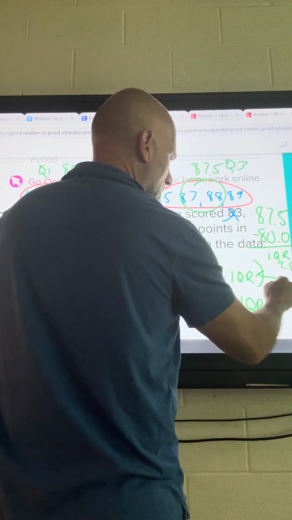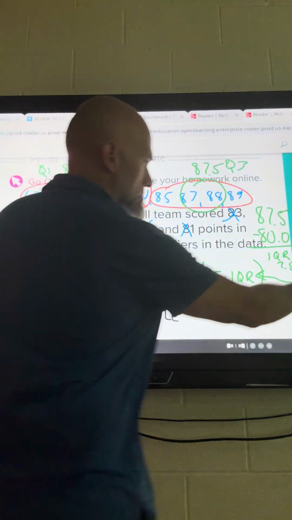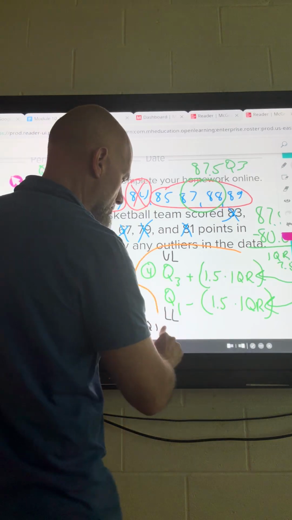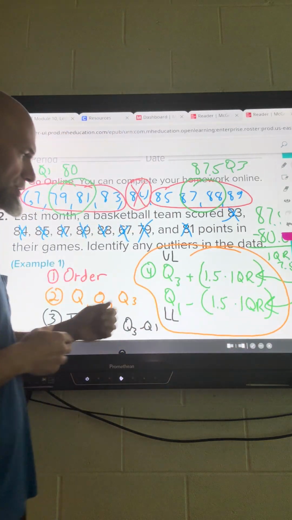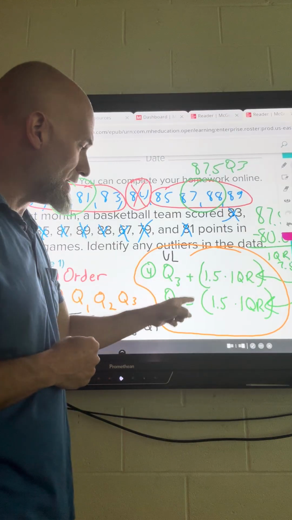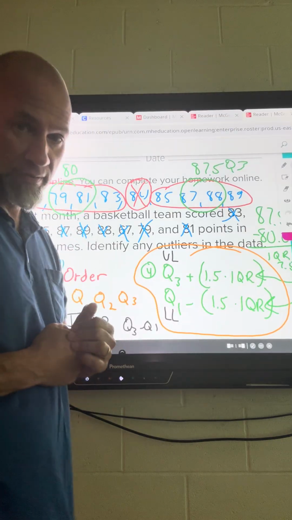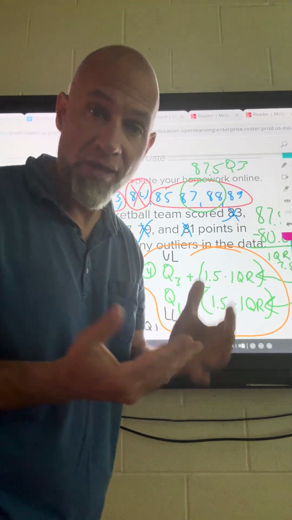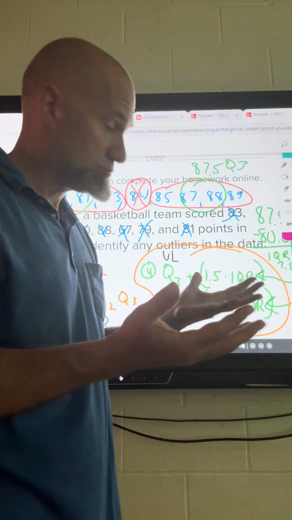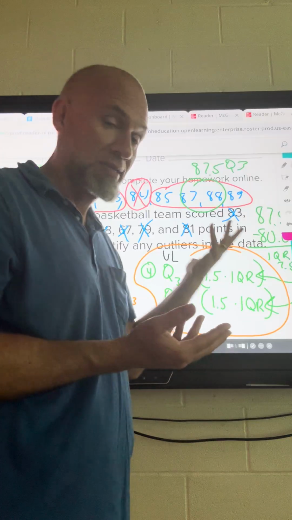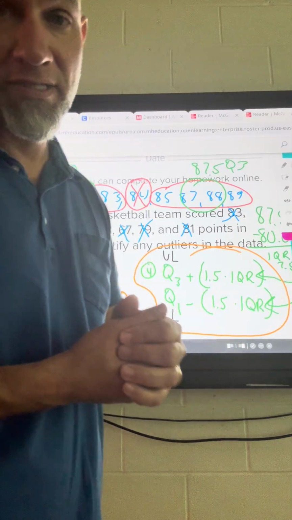So that's what you're going to plug into the formulas here. All right, so you're going to do Q3 plus 1.5 times 7.5 and Q1 minus 1.5 times 7.5. That'll give you your upper limit and lower limit. All right, and if there's nothing higher than your upper limit or anything lower than your lower limit, there aren't any outliers. However, you may see that something fits outside of those limits. We'll see. It's up to you to figure out. Okay? See you on Wednesday.